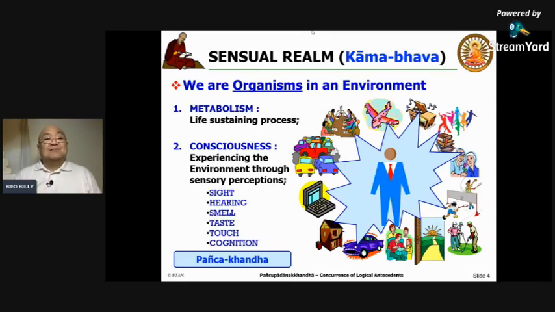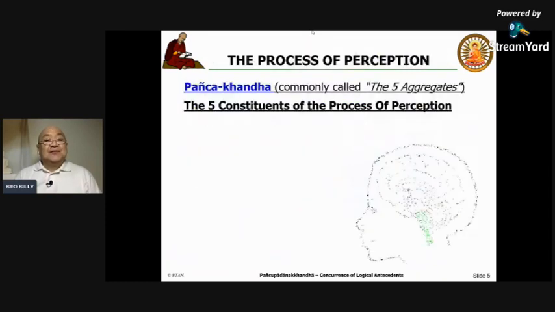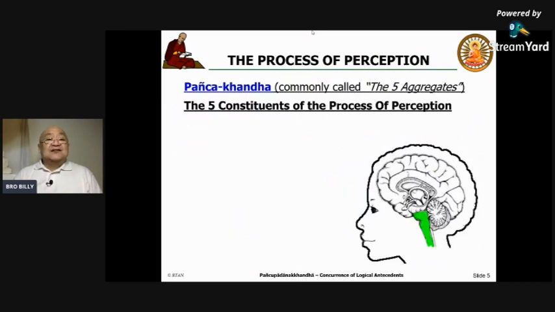And Bhante calls this the process of perception. And those 5 items are the 5 constituents. He calls them the 5 constituents of the process of perception. So this is the main topic for today before we get into Paticca Samuppada. Okay? So let's take a look at this Pancha Khandha, what is commonly called the 5 aggregates. But I would like to point out that we're going to use Bhante Punnaji's translation, the 5 constituents of the process of perception.